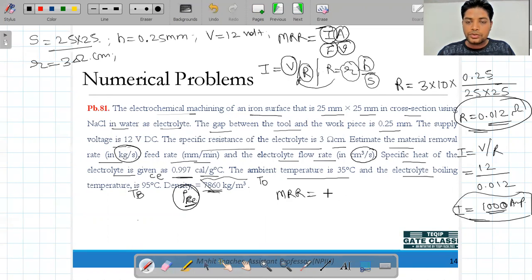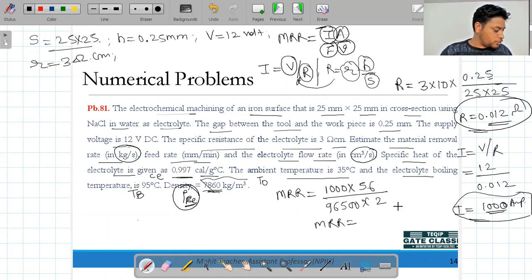So that will be equal to I, which is 1000 that we have calculated, into A, which is 56, upon F, which is 96,500, and the valency is 2. From here we can get the value of MRR, and what I am getting is 0.290 gram per second.